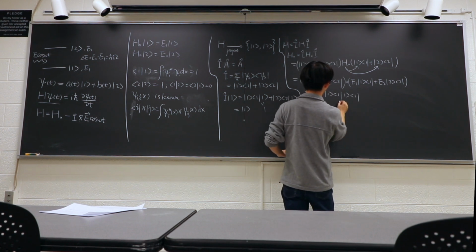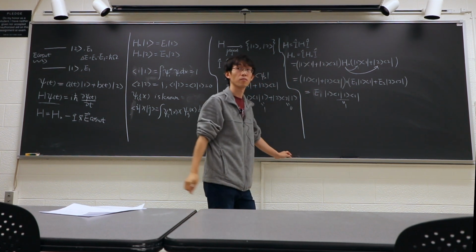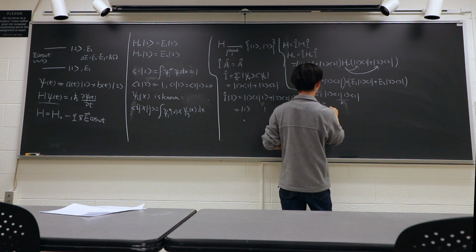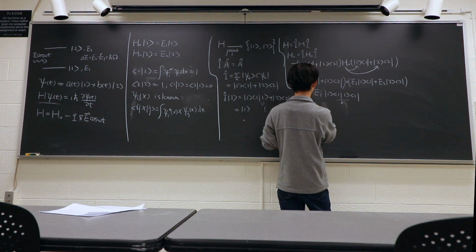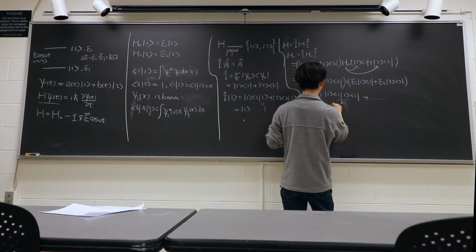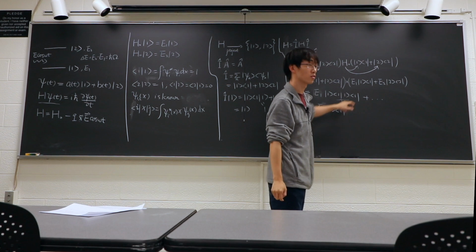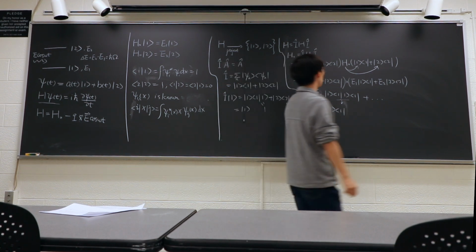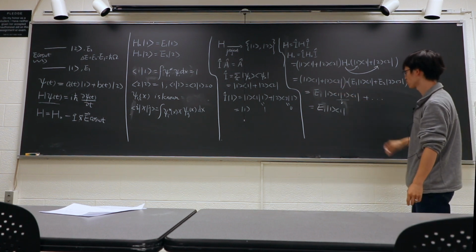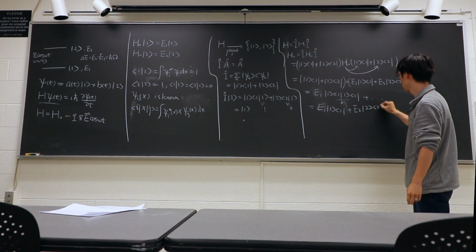And in this term, we know <1| inner product with |1> is 1. So this term goes to E1|1><1|. Since the inner product is 1, you combine these two and it becomes like this. And then the same applies to |2> and |2>, these two terms. You will get exactly the same thing, with 2 and 2 here.